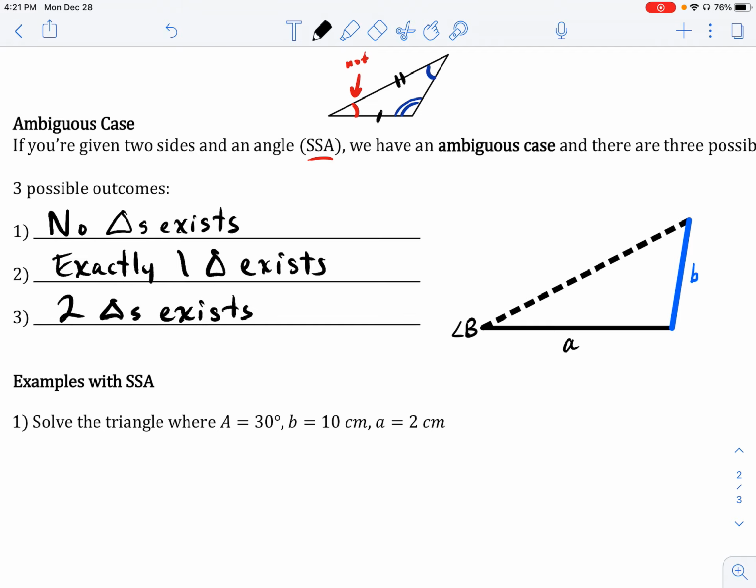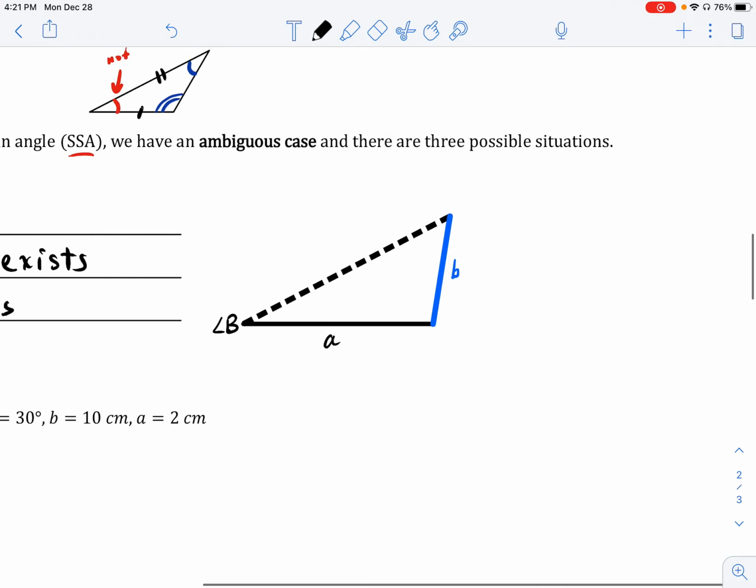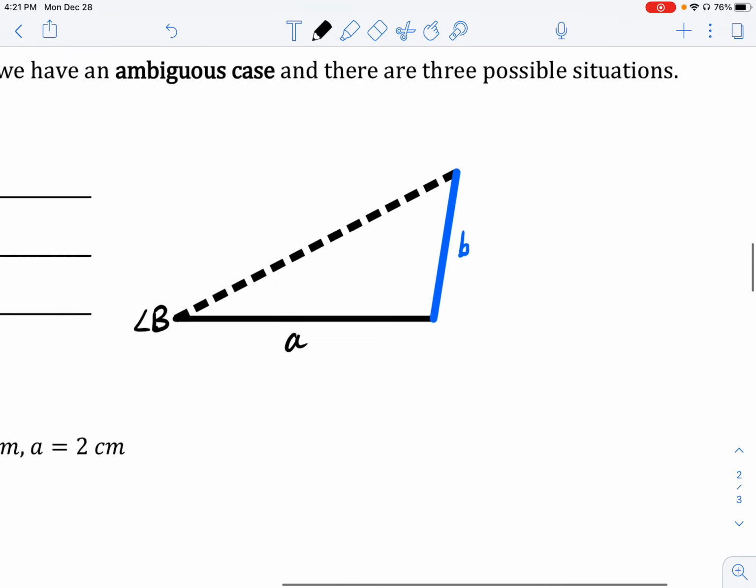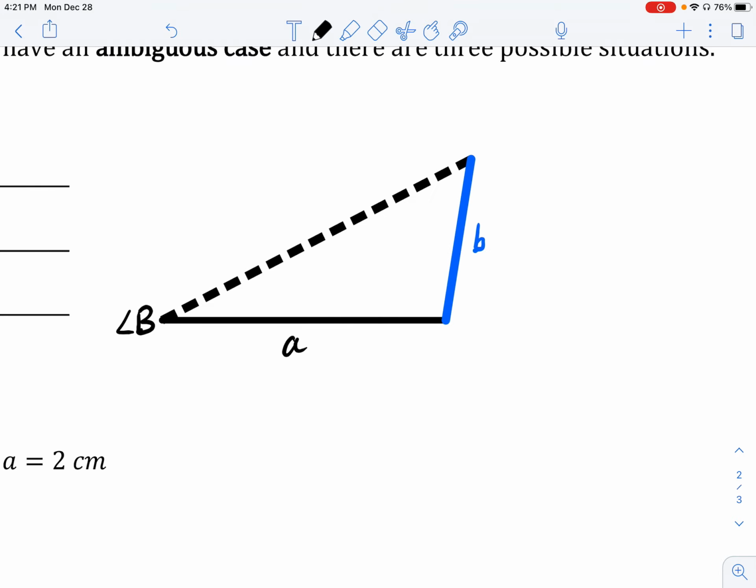And oftentimes students will ask, well, how is that possible? How is it possible that we could actually have two different triangles from what is given? So I want to show you this scenario here. Suppose what I have listed right now, side A, side B, and angle B is the given information. We have two sides and an opposite angle. This is an SSA case.